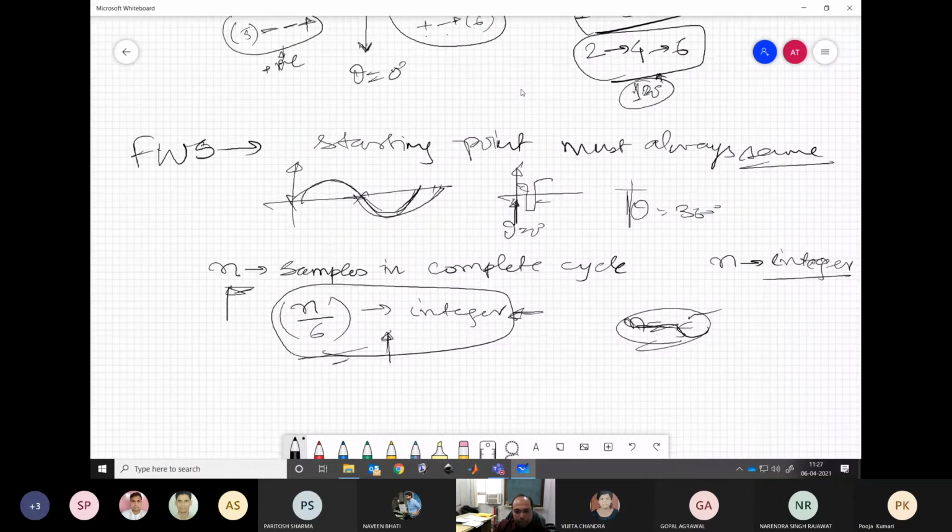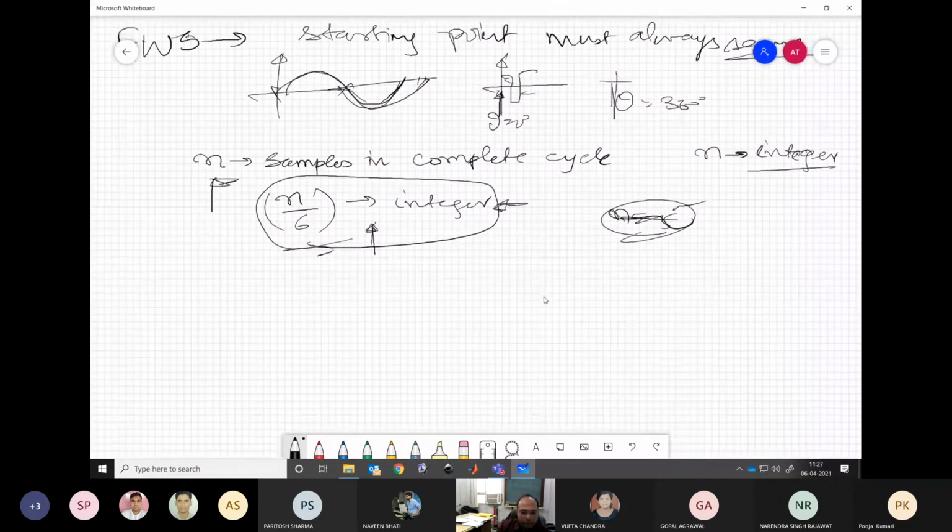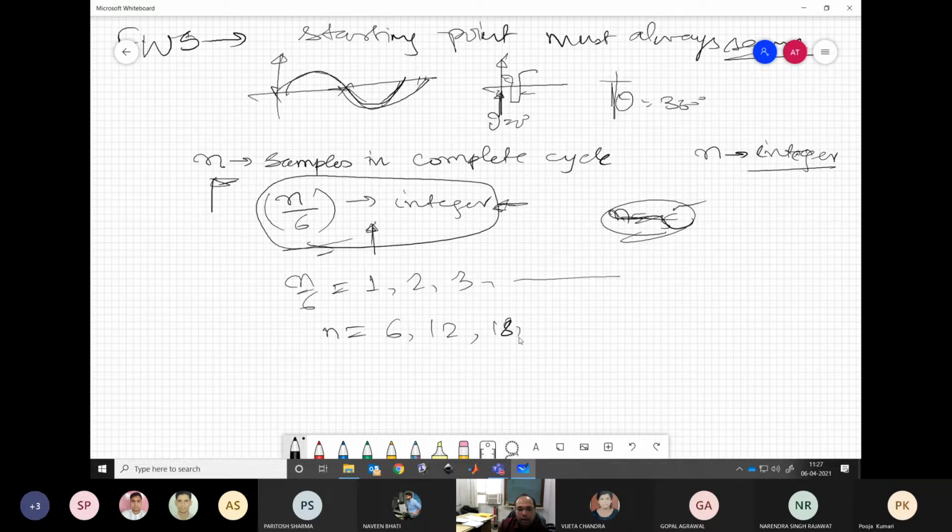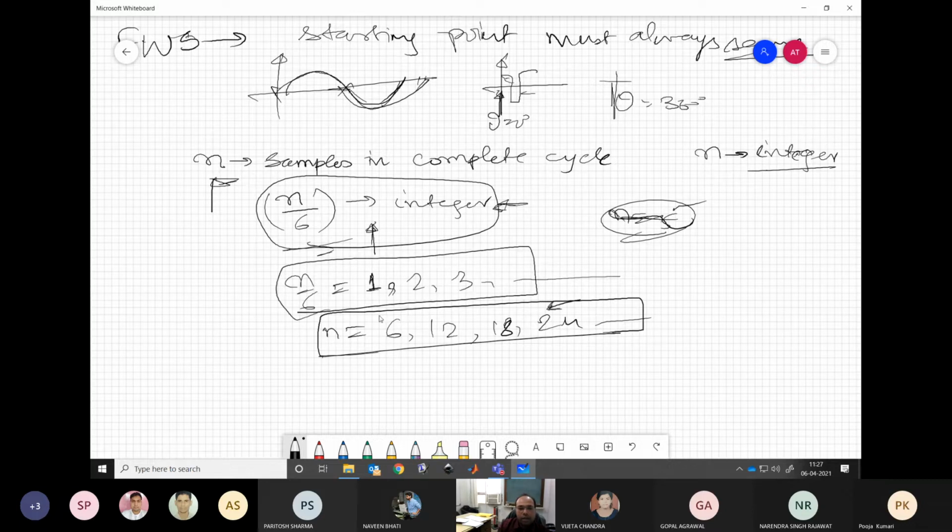Now you can have any number. So this N by 6 could be 1, 2, 3, 4, anything. I'm not saying it must be odd or something. So similarly, N must be 6, 12, 18, 24, and so on. So this should be your number of samples in the complete hexagon, and in one sector, it must be integral.